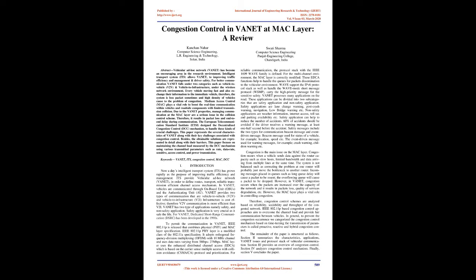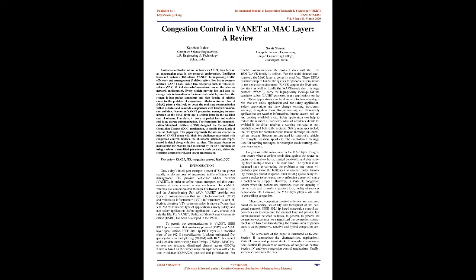Introduction. Nowadays, Intelligent Transport System, ITS, has grown rapidly with the purpose of improving traffic efficiency and management. ITS provides vehicular ad hoc network, VANET, in order to define routes, transport, reliable transmission, and efficient channel access mechanism. In VANET, vehicles communicate through onboard units, OBUs, and the authenticating unit. VANET provides two types of communication that are vehicle-to-vehicle, V2V, and vehicle-to-infrastructure, V2I.